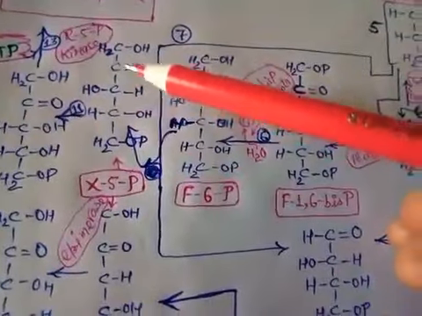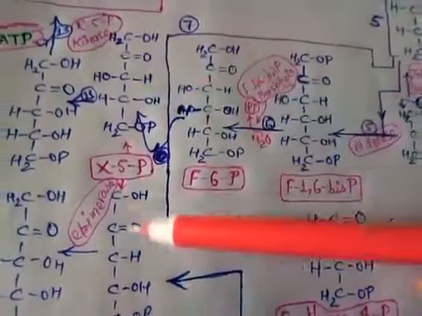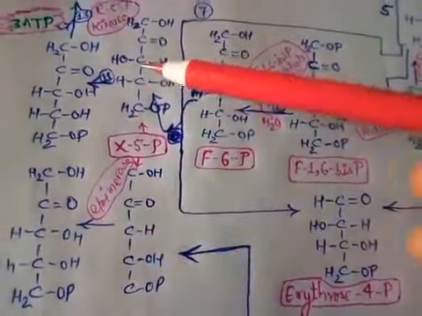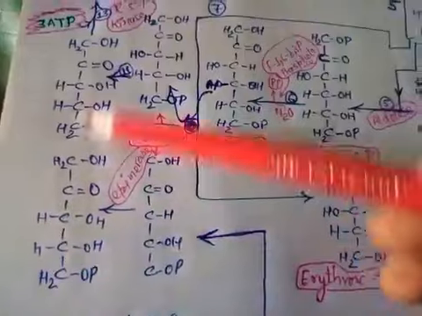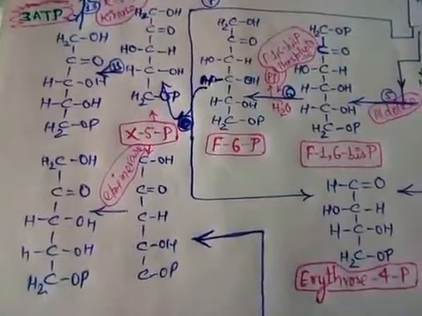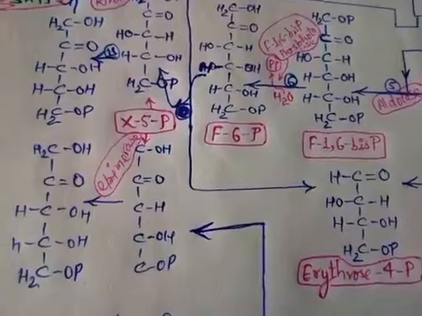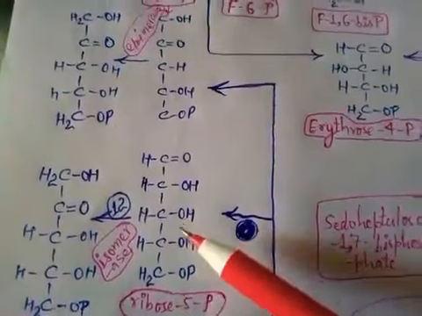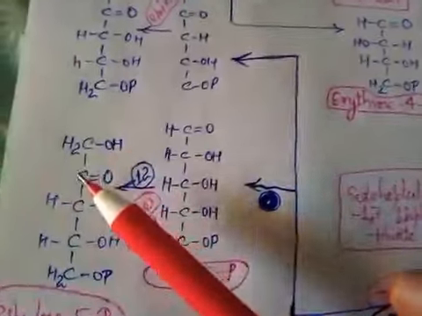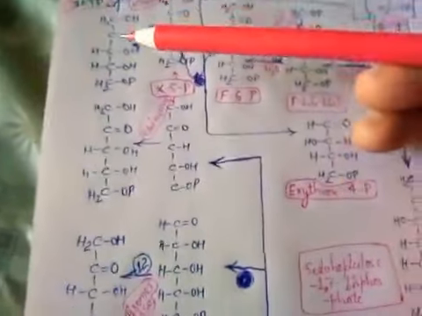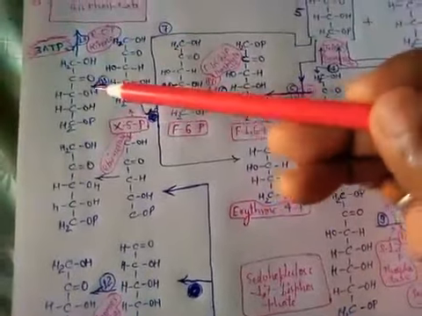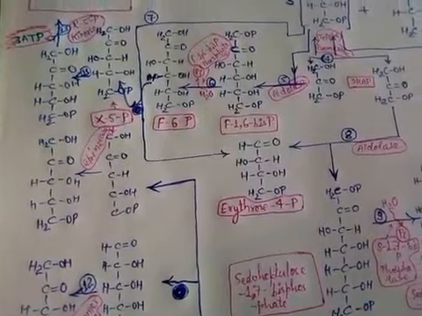In the next step, xylulose 5-phosphate is converted into ribulose 5-phosphate in the presence of enzyme epimerase. Whereas this ribose 5-phosphate is converted into ribulose 5-phosphate in the presence of enzyme isomerase. So now 3 molecules, 1, 2 and 3, 3 molecules of ribulose 5-phosphate are formed here.